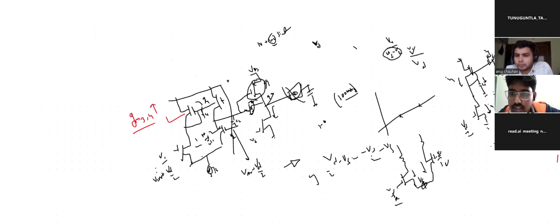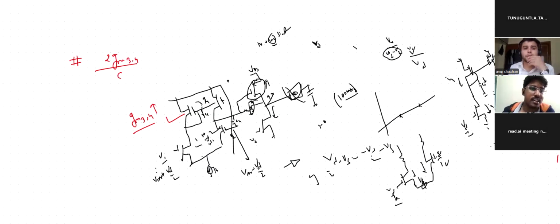Now it is like a current divider here. You have two paths, the mirror path and the other path, and finally the current you are getting at the output. From this I can use I4 minus I2 as some effective I out. Where does the zero come from? The zero comes at roughly 2 GM3,4 by C1, whatever you assumed.